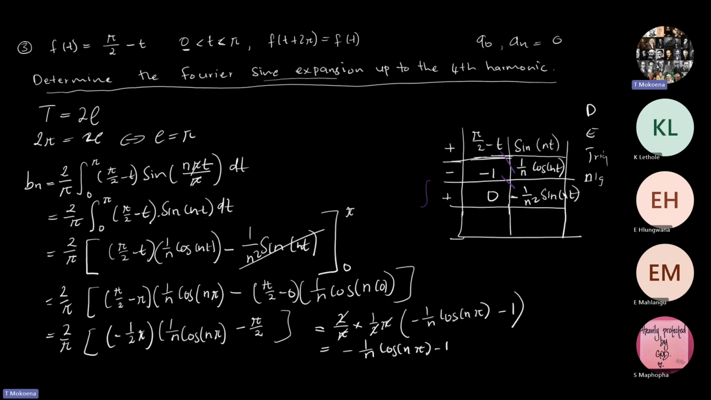So this is what I'm getting, which is b sub n. Right? Now we're going to determine b1, b2, and b3. Now, how are we going to determine those? We just substitute from that equation.